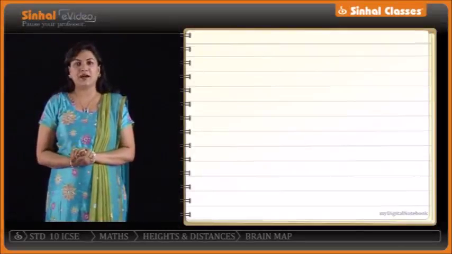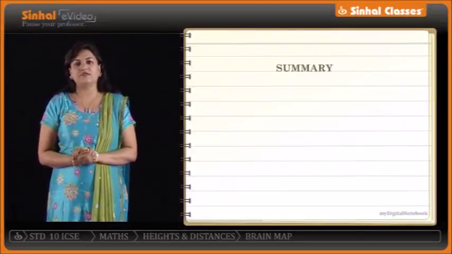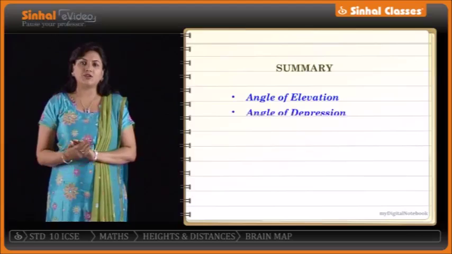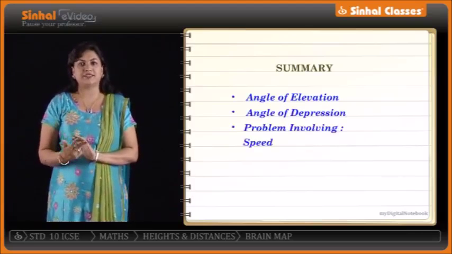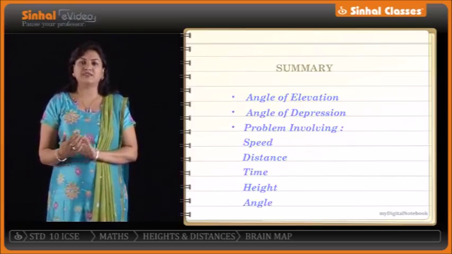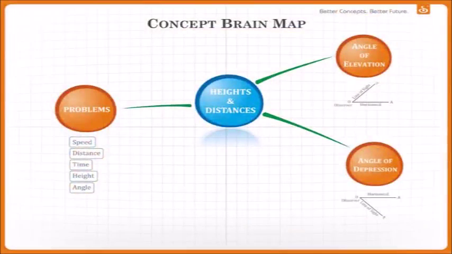Now let us look at the brain map for this topic. We have now seen the angle of elevation, angle of depression, and how to solve problems involving speed, distance, time, height and angles. Let's revise them at a glance. The angle of elevation can be drawn as follows: here OA is the horizontal, O is the observer and P is the object. Angle of elevation is possible if the observer is below the object. Now angle of depression, it can be drawn as, again OA is the horizontal, OP is the line of sight, O is the observer and P is the object. Angle of depression is possible if the object is below the observer.